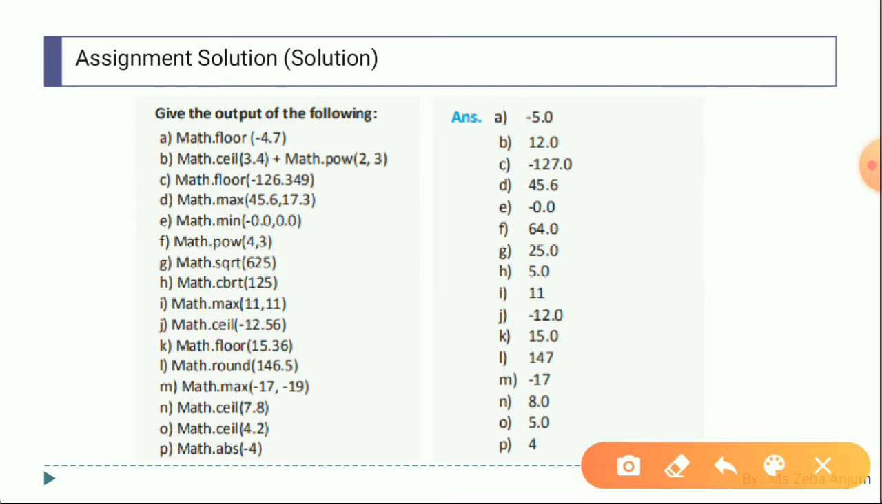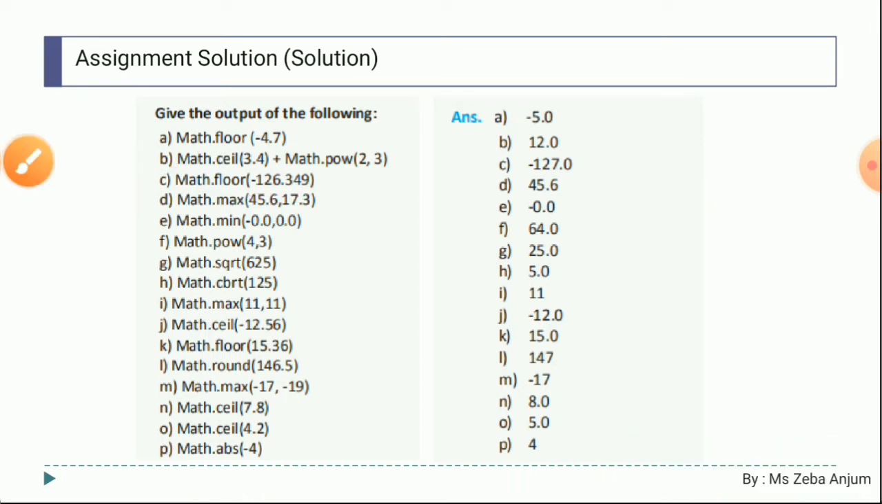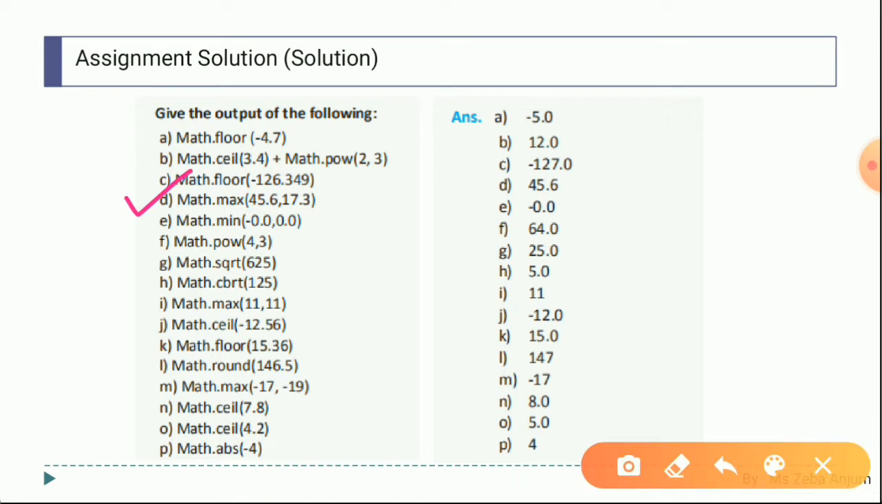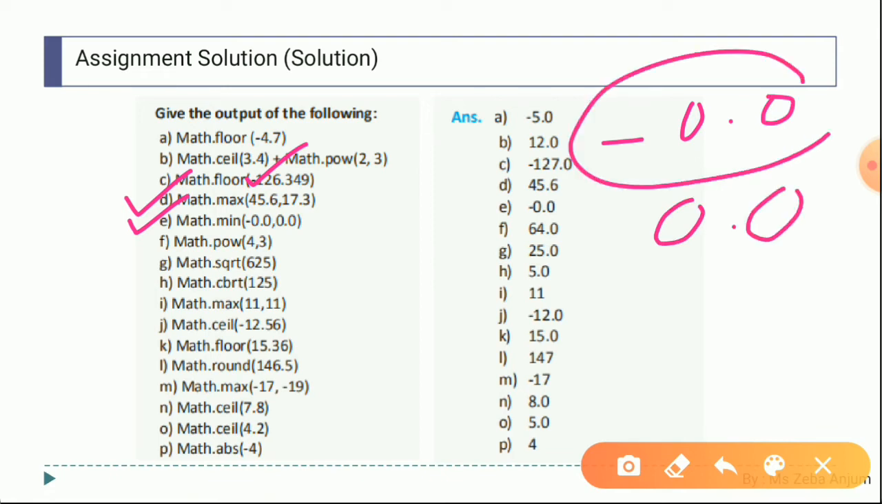See the third one, Math.floor of this overall thing. Again the floor value is going to give you the lowest value, so you will be getting minus 127.0. For the D part you have to find out the maximum. Clearly it is visible that 45.6 is the maximum value. See the E part, amongst your minus 0.0 or your 0.0, although this minus and plus doesn't make any sense, your computer will return this thing.